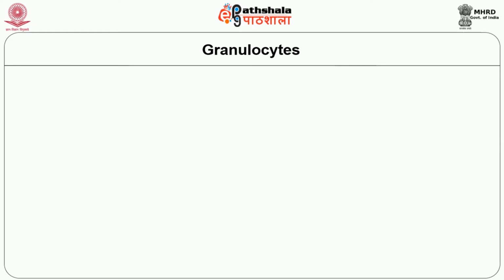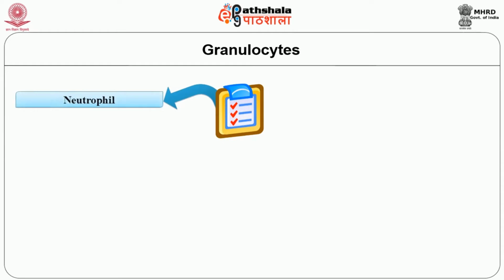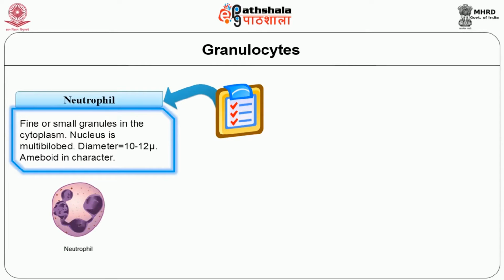Coming to more details about them, the neutrophils, which are also known as polymorphs, have fine or small granules in the cytoplasm. The granules take up acidic as well as basic stains. When they are stained with Leishman stain, which contains acidic eosin and basic methylene blue, the granules appear violet in color. The nucleus is multilobed, which we already saw in the picture. The number of lobes in the nucleus is about 2 to 5, and the diameter of the cell is 10 to 12 microns. The neutrophils are amoeboid in character.